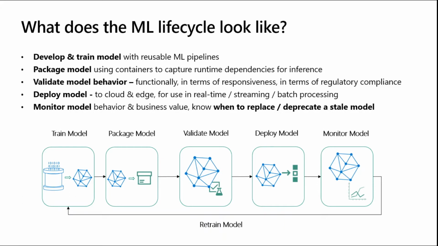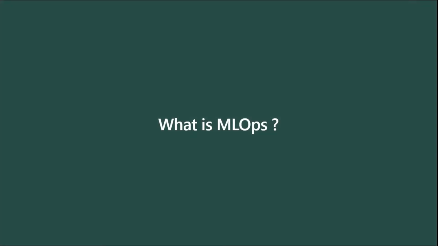Once you see that ML model performance is getting worse, you need to come back to the initial part of the pipeline, kicking it off all over again to retrain the model. That is the ML lifecycle in a nutshell. And now let's talk about MLOps.